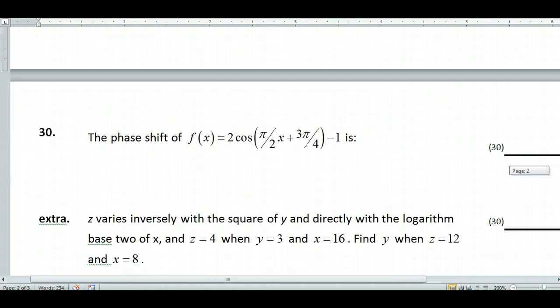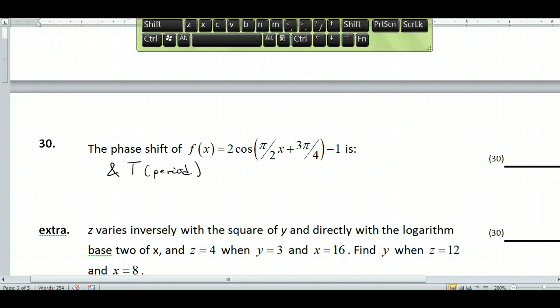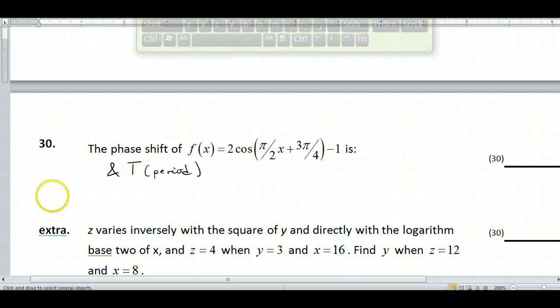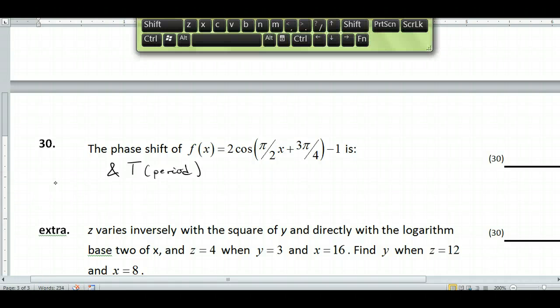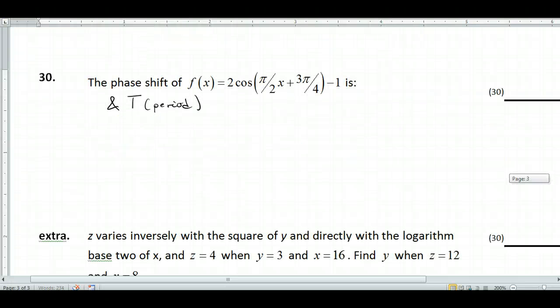All right. Phase shift, and I think I've also asked in class for the period. So we call that T, the period. Here, let's take a little bit more space. This is actually very formulaic, and very important when you graph, as I showed you. So let's take the phase shift. That's pretty simple.